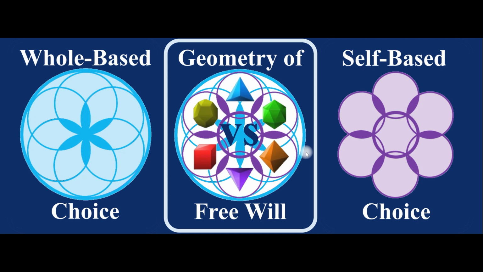Our website fully discloses the geometric patterns that make consciousness and free will possible. Now, the geometry of free will is created by these two inverse patterns, okay? There's a self-based pattern and there's a whole-based pattern, and these two patterns are interconnected by these five Platonic shapes. Now, I say five because this shape right here, the tetrahedron, is repeated.